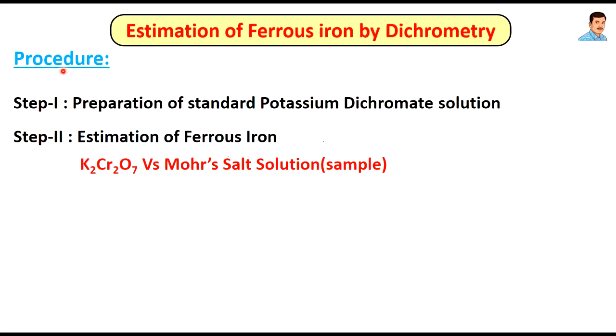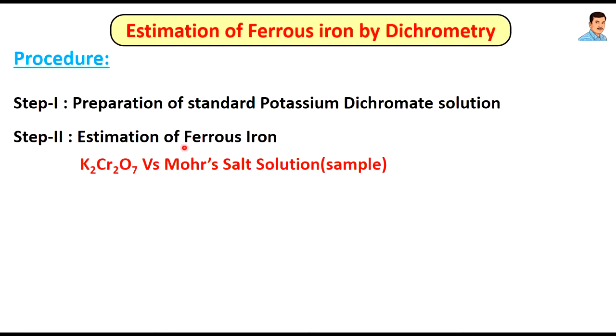Procedure. The procedure includes two steps. Step 1 is the preparation of standard potassium dichromate solution, which is the oxidizing agent that has to be prepared in step 1. Then we move to step 2, where potassium dichromate solution is titrated with the sample solution, that is Mohr's salt solution.